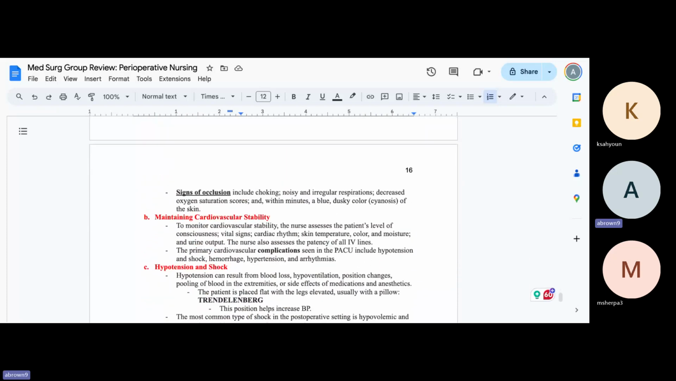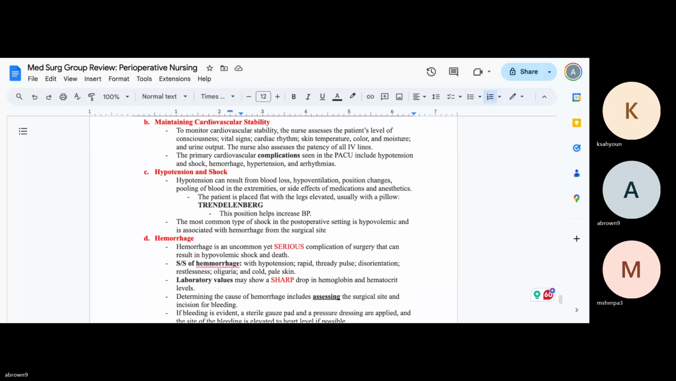And here are some signs of occlusion: choking, noisy and irregular respirations. Maybe the respiratory rate is very high, decreased oxygen saturation, and within minutes, a blue dusky color. Maybe they're cyanotic.